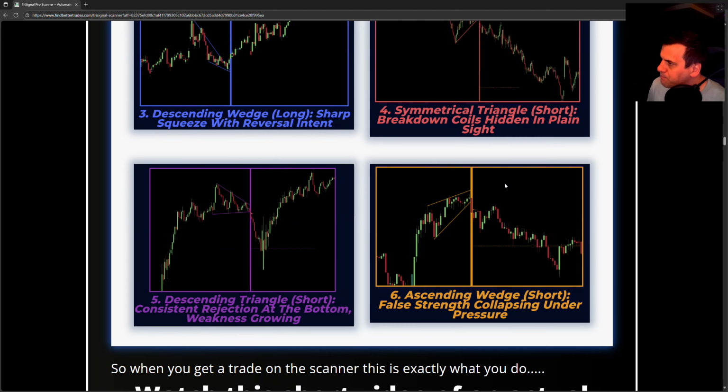Number 3 is a descending wedge, which looks exactly like this on the chart. That's a nice buy trade, and that's a nice exit right there. Number 4, a symmetrical triangle, which again looks exactly like that. Number 5, a descending triangle, and it just falls off a cliff just like that. And number 6, we have an ascending wedge. So, 6 different triangles. Think about that. On, let's just say, Apple, we are literally looking for 6 patterns constantly, all day, every day.